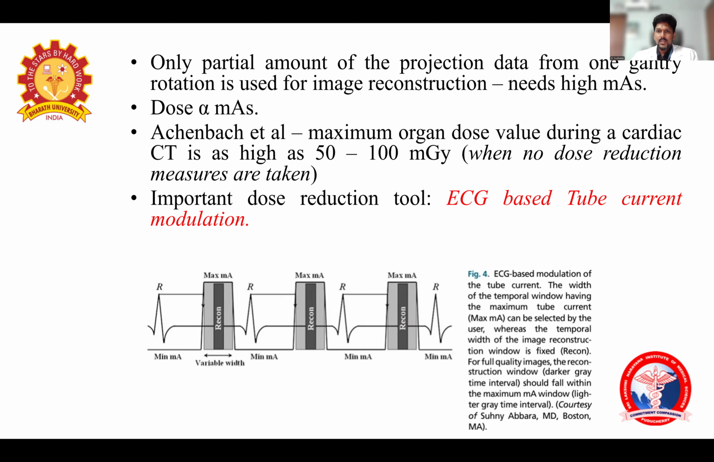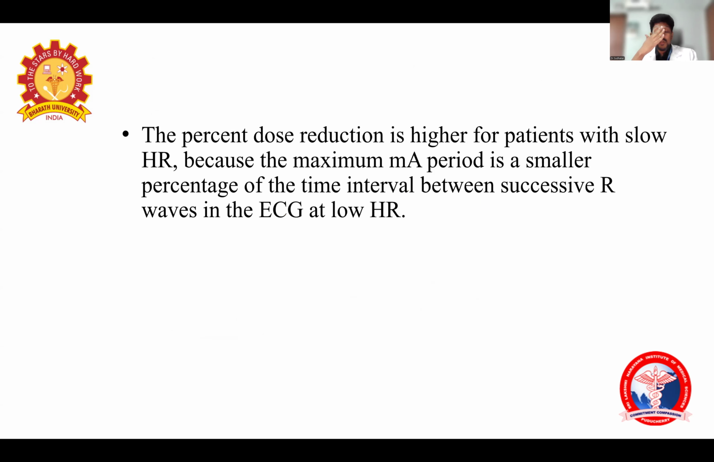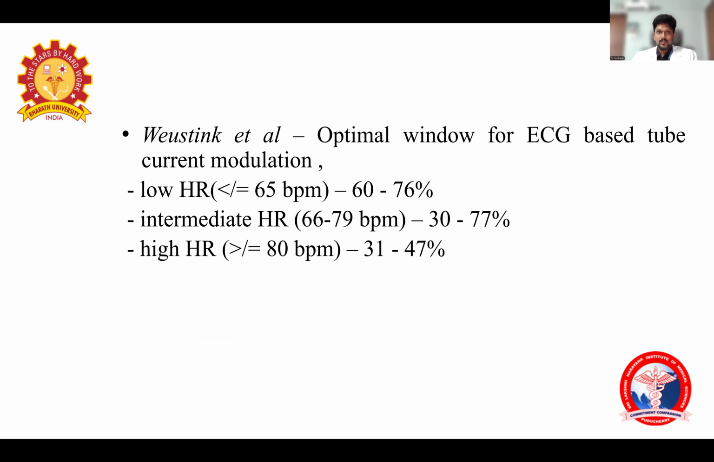For full quality images, the reconstruction window, that is the darker gray time interval, should fall within the maximum MAA window. And these are done within each cardiac cycle, between the RR interval. The percentage dose reduction is higher for patients with slow heart rate because the maximum MAA period is a smaller percentage of the time interval between successive R waves in the ECG at low heart rate.